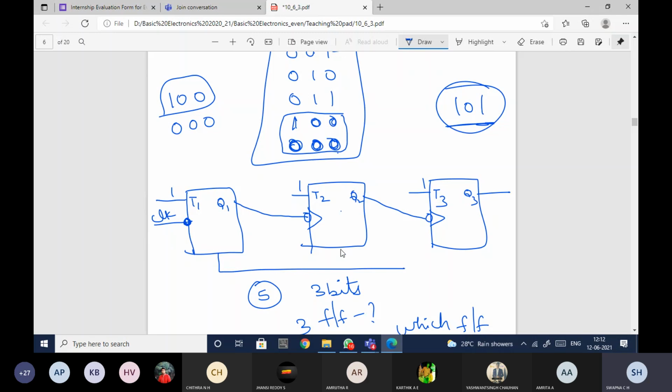I can give the clear input, right? Yes or no? If I make clear equal to 1, what happens? Whenever I make the clear value equal to 1, what happens to the output? Are you finding it difficult to understand?